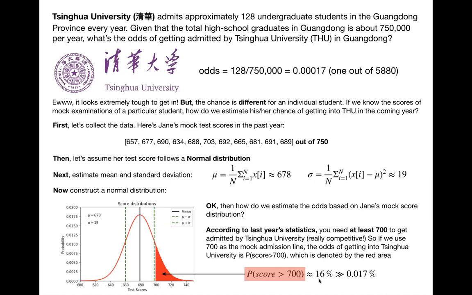So the prediction is that she has a much higher chance than other people, because her chance is 1 out of 6 instead of 1 out of 6,000. This is an example of how you make predictions based on a limited amount of data and an assumption of the distribution function. That's a very straightforward example.